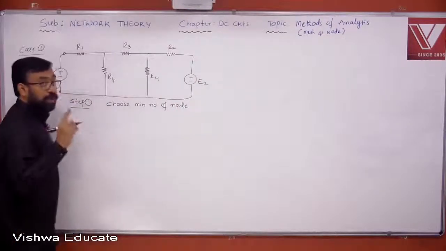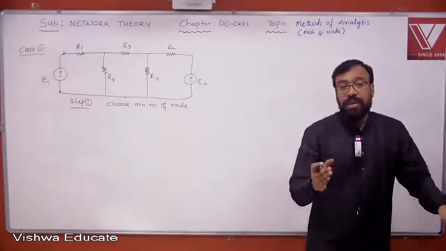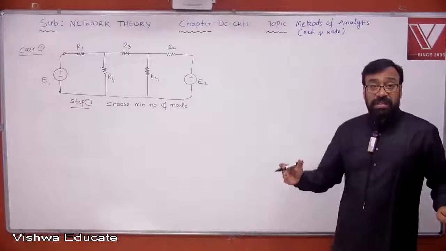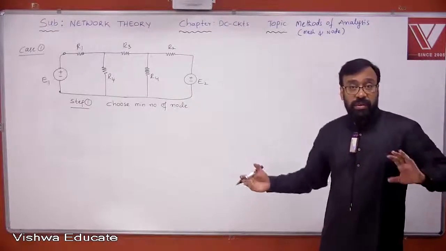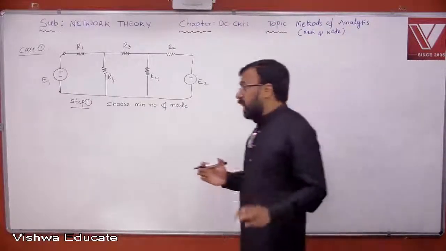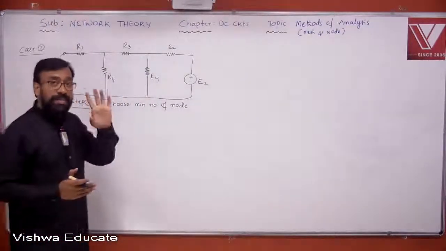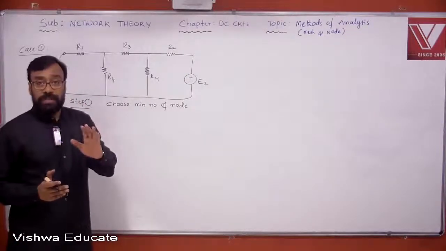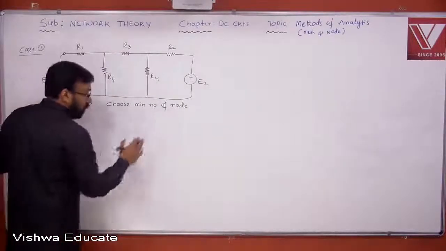There we chose minimum number of loops because the number of variables is equal to the number of loops in mesh analysis. Here the number of variables is related to the number of nodes. Yes or no? So therefore, you better choose the minimum number of nodes here. How the number of variables actually comes in node analysis, we will see that. Whereas in mesh analysis, the number of variables is equal to the number of fundamental loops. Now here, choose minimum number of nodes.